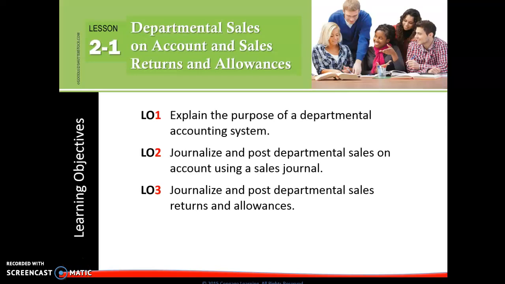Okay, moving on to chapter 2. 2.1 is departmental sales on account and sales returns and allowances. So we have 3 learning objectives.